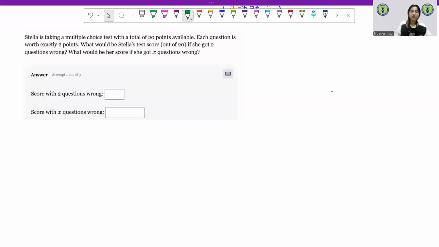Stella is taking a multiple choice test with a total of 20 points available. Each question is worth exactly 2 points. What would be Stella's test score out of 20 if she got two questions wrong? What would be her score if she got x questions wrong? Okay. So she is taking a multiple choice test with a total of 20 points available, so whatever the marks are, they are going to be out of 20 only. Each question, so total marks, let's write.